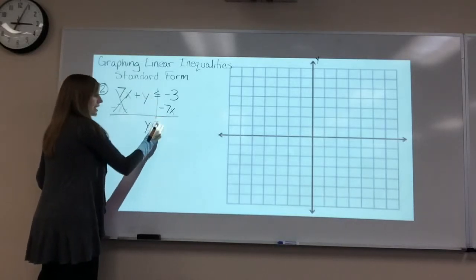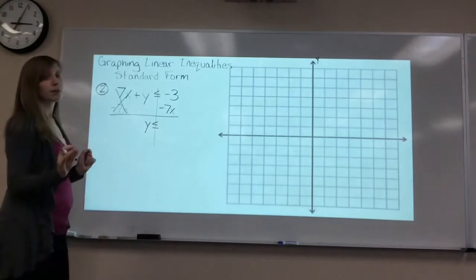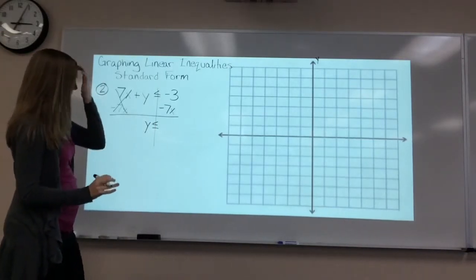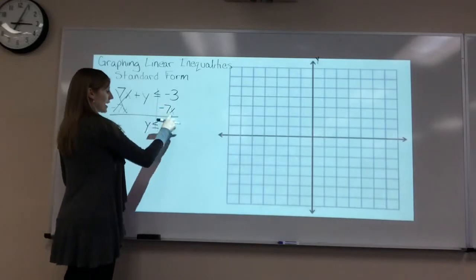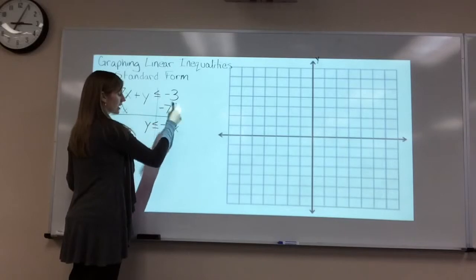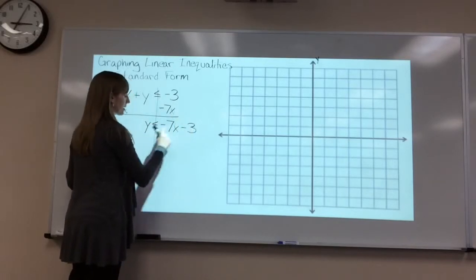Keep the inequality sign the same. Remember, you only flip it when you divide by a negative. The x term comes first, so I have negative 7x, and then the -3, so that's minus 3.